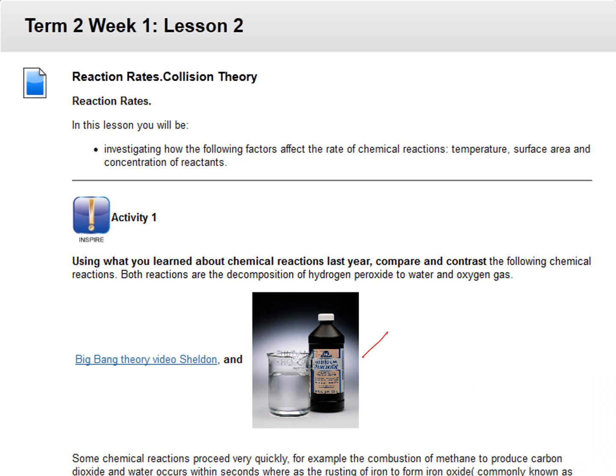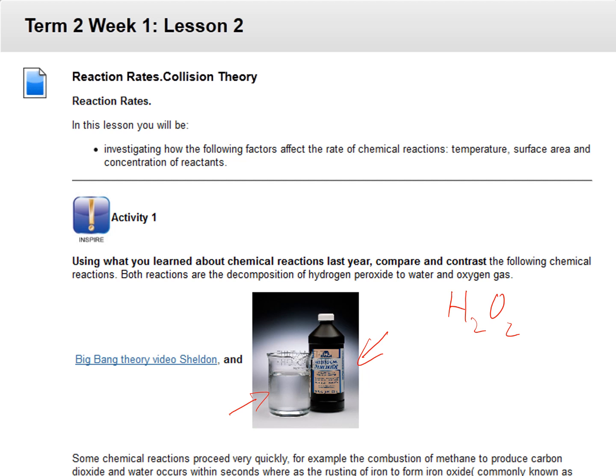What I've got a picture of here is basically hydrogen peroxide. And you can see it just looks a bit like water sitting in a beaker there. But hydrogen peroxide is H2O2. So it's kind of like water, but it's got an extra oxygen atom in there. It tends to be a bit nasty. If it gets on your hair or things like that, it will bleach your hair white.